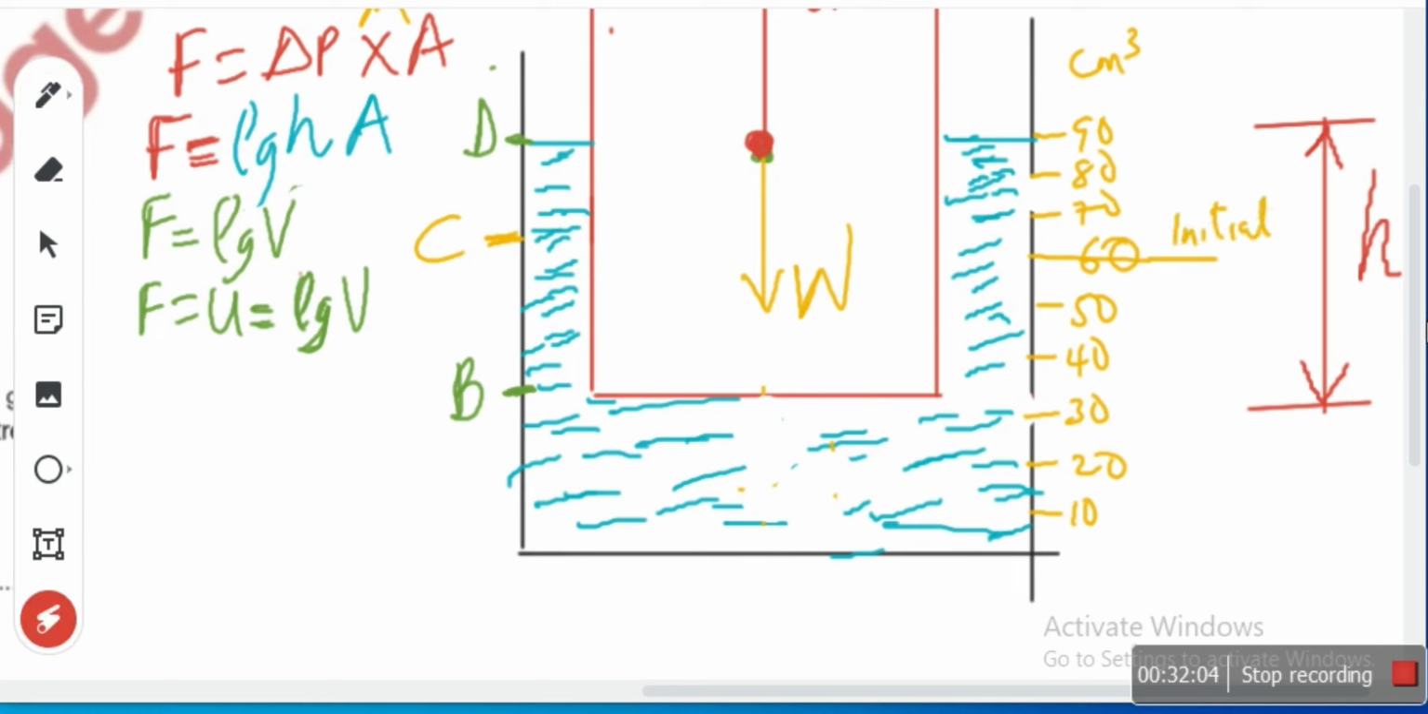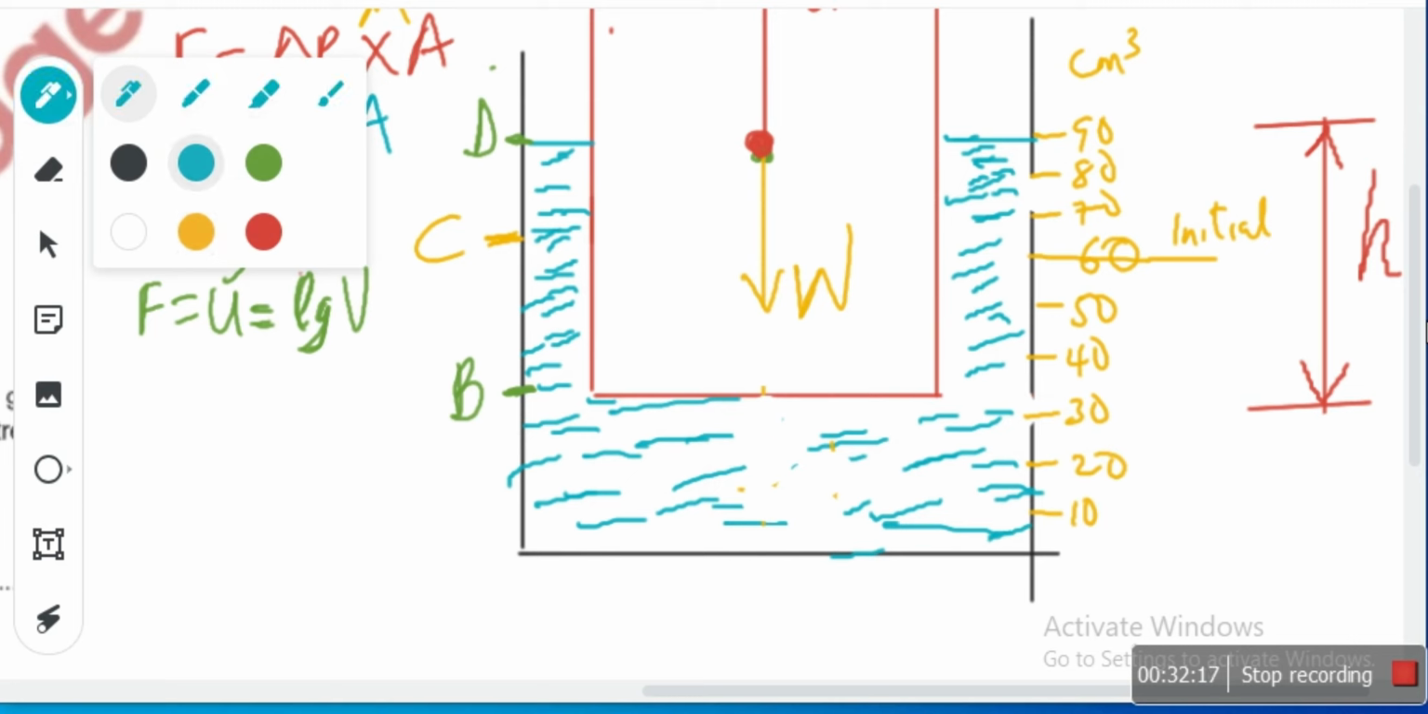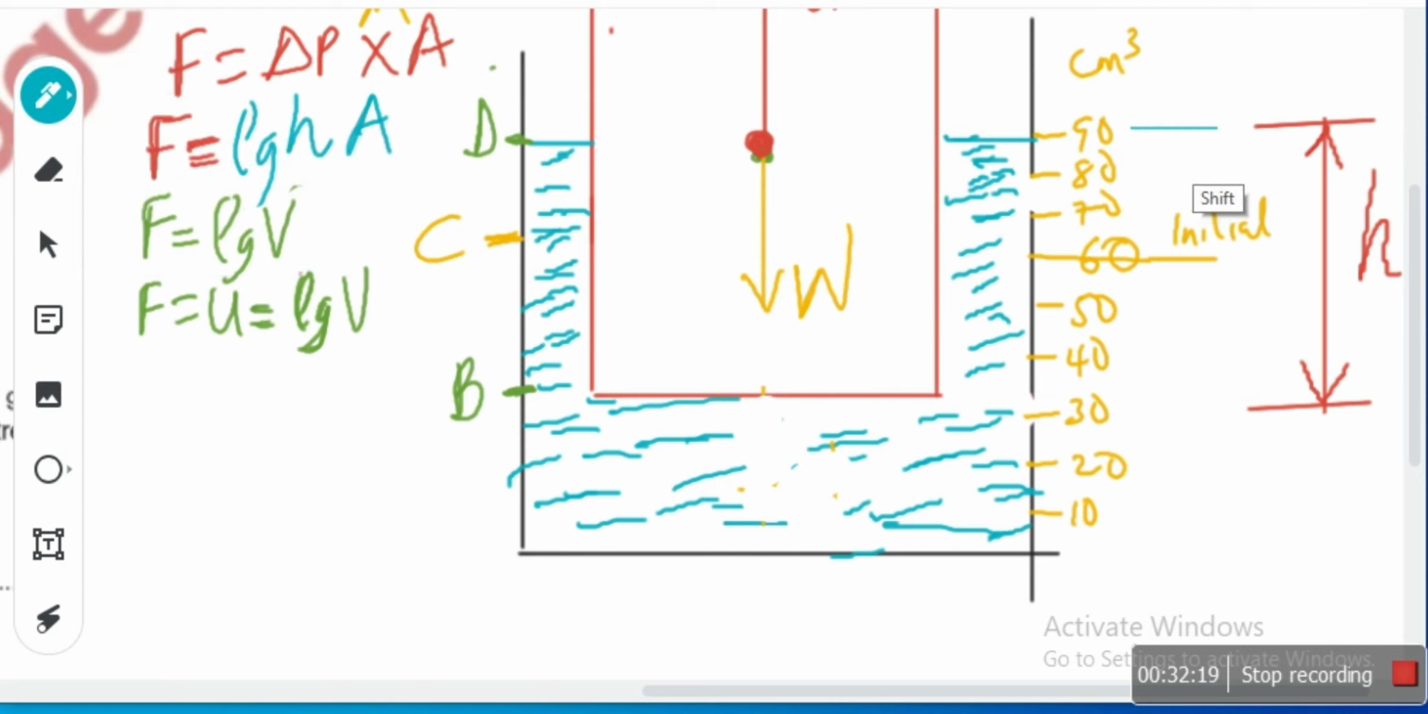That is before we dipped this thing inside. Now, once you dip this thing inside, the water level will rise, isn't it? Do you agree with me? The water level will rise. So this now is the final volume. It rose to 90, final.